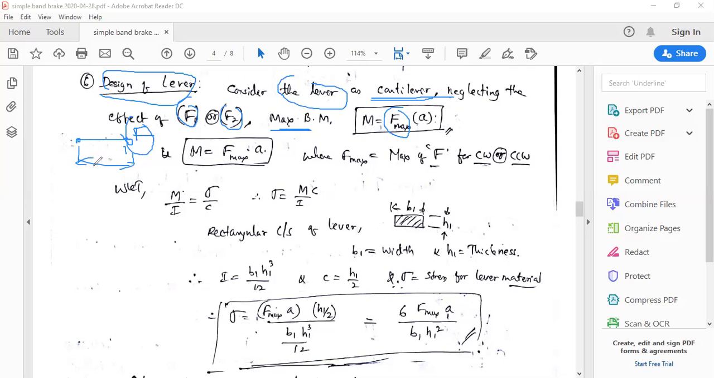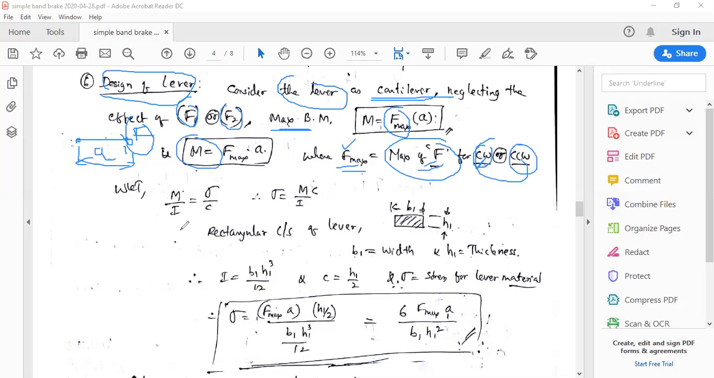This distance is A here. F max is the maximum F of clockwise or counterclockwise rotation. This is the value of F. You calculate F for clockwise rotation as well as counterclockwise rotation. For whichever rotation the value of F is maximum, that value is treated as the maximum F, and that is used to calculate the maximum bending moment.